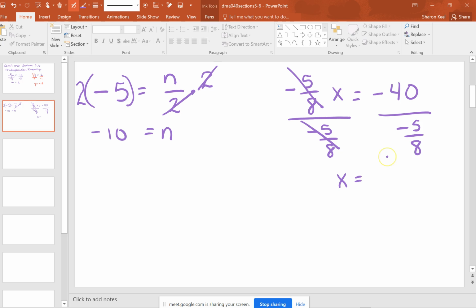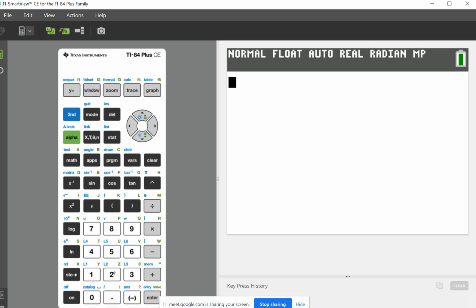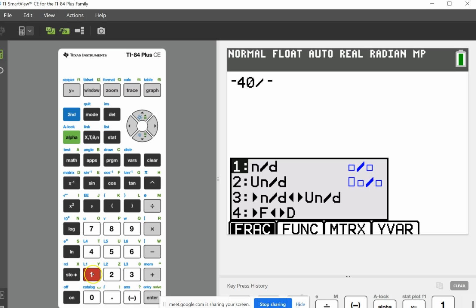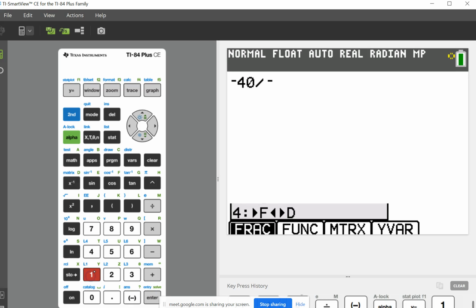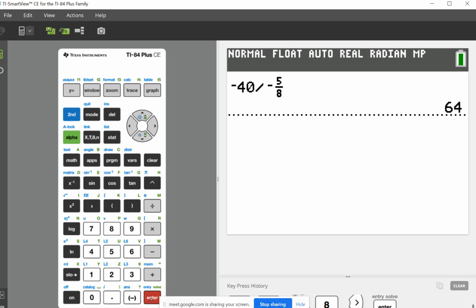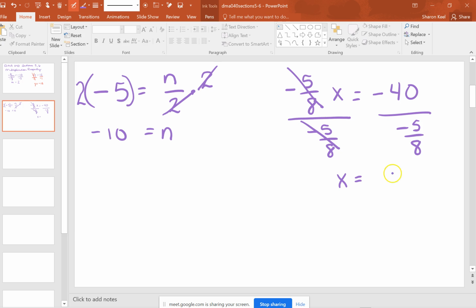And when you do this, I want you to use your calculator. So use your calculator and do -40 divided by -5/8. So in this case, you can just type it out, and you're going to get a solution of +64.